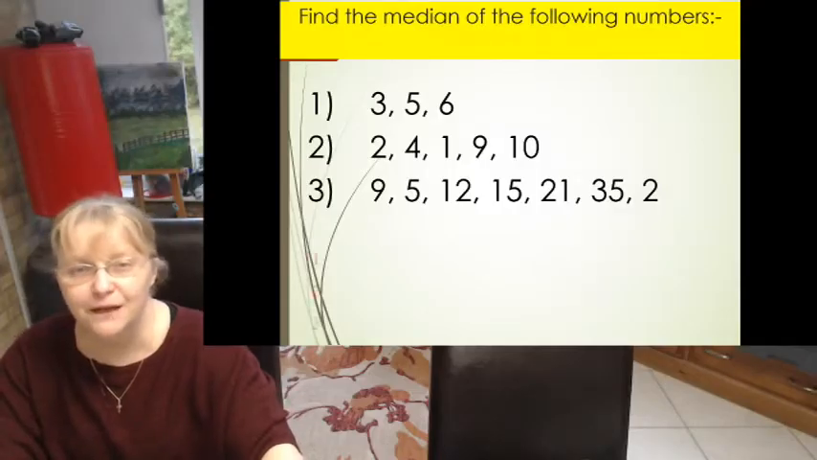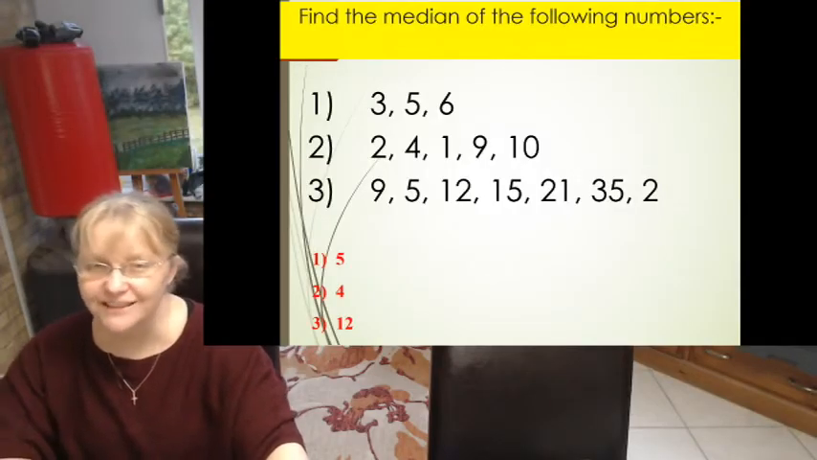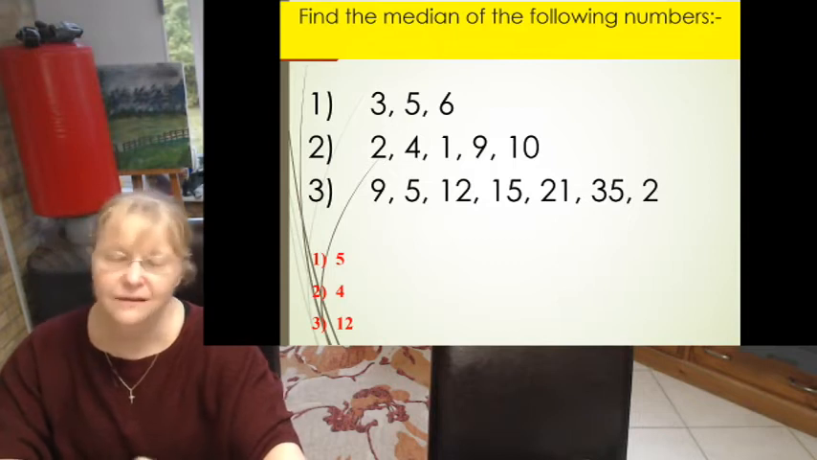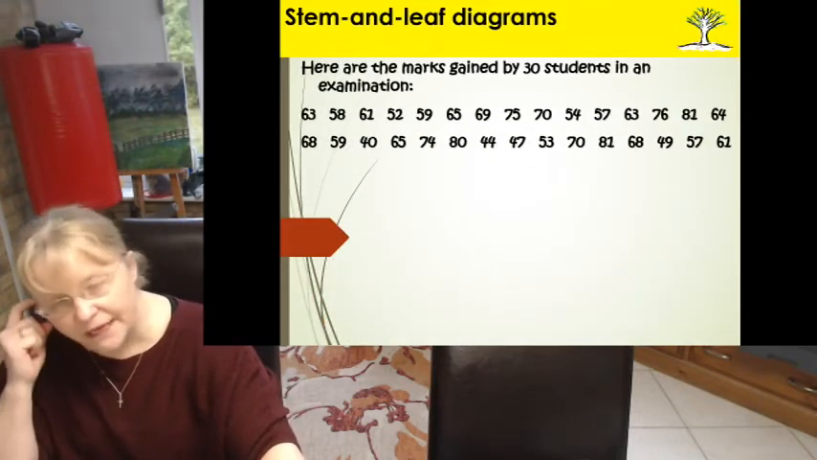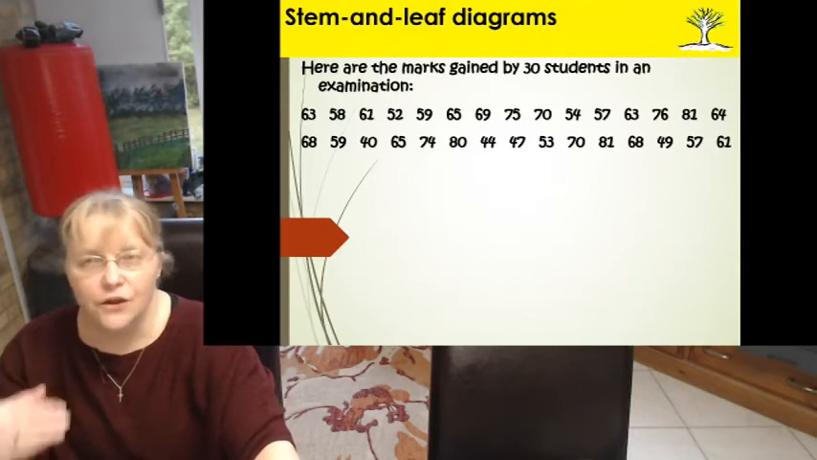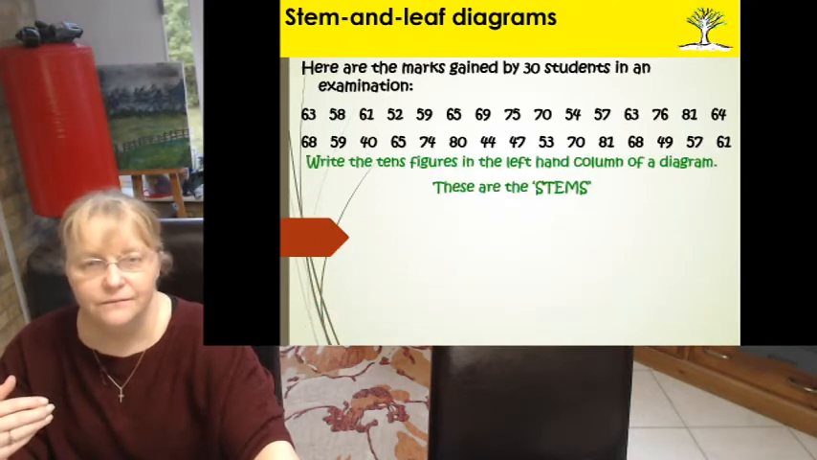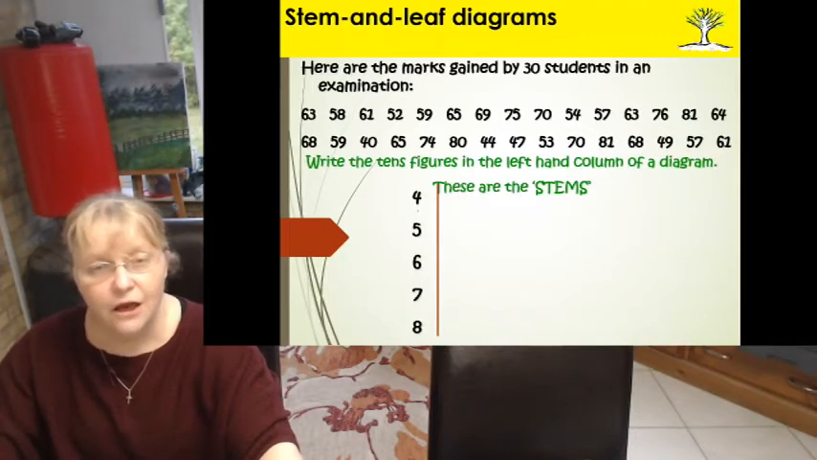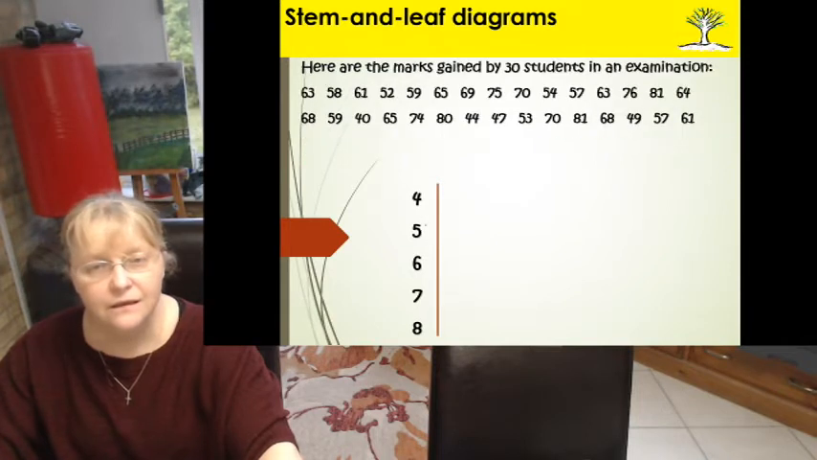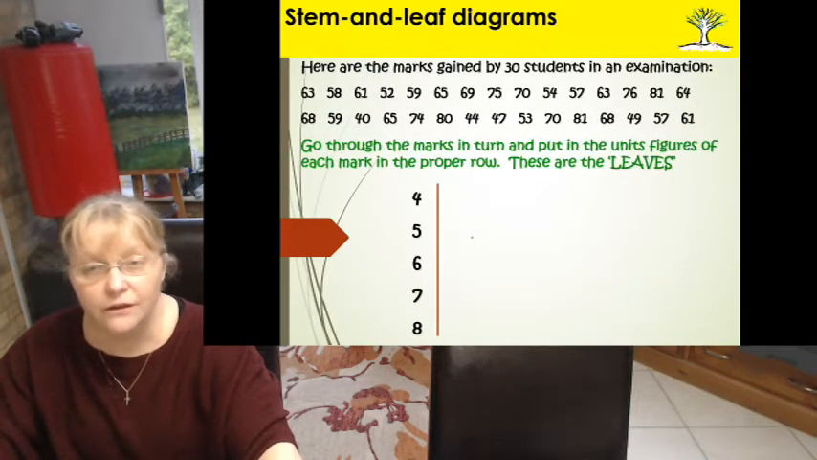Okay, welcome back, and hopefully you got those answers. Remember to put them in order, because that's what most people forget. So stem and leaf diagrams, this is just another way to show data. When you draw them, you draw a line. The bigger numbers are the stems, and basically all the other numbers are the leaves. So you build it up.